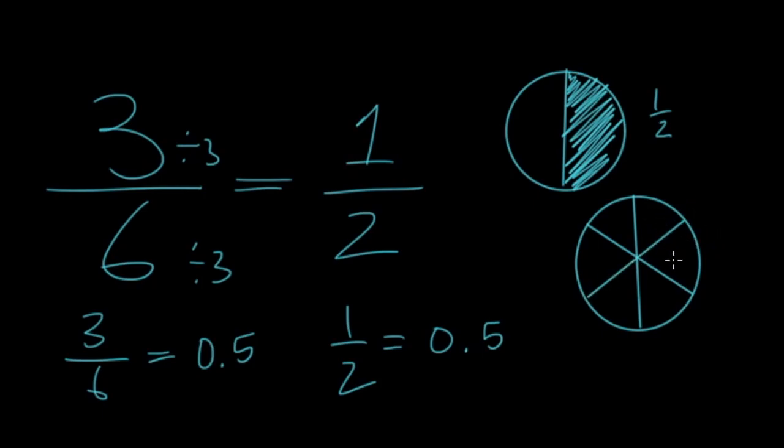I would take 1 slice, 2 slice, 3 slice, and I would cover these 3 slices. Those would be the 3 out of the 6 total slices. Do you see how these are the exact same? They're exactly equivalent. So if I have 3 over 6, I can rewrite it as 1 over 2. And if I have 1 over 2, I can rewrite it as 3 over 6.